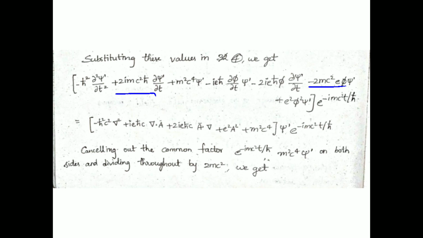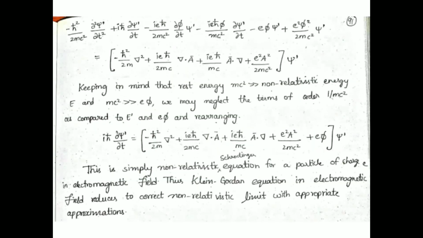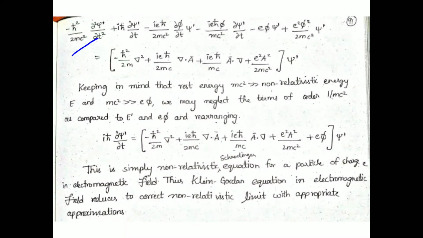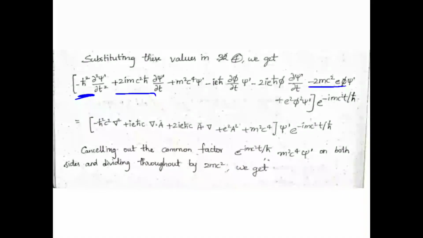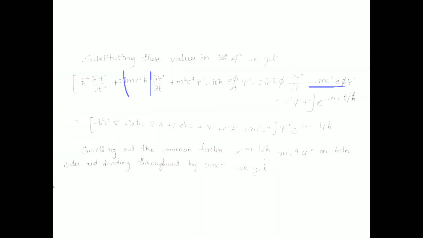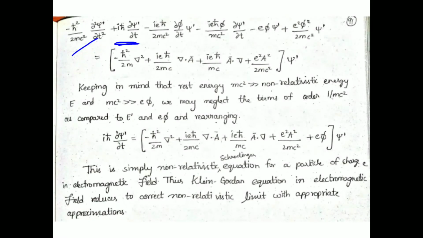So if we do so, what we will get is, so here you can see, there is no 2mc square term here, so minus h cut square by 2mc square, minus h cut square by 2mc square. Next, here 2mc square term is there, so after dividing they both would get cancelled. What would remain is only i h cut dou z dash by dou t.